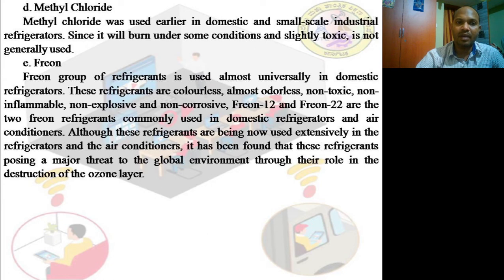Methyl chloride was used earlier in domestic and small-scale industrial refrigerators, but since it will burn under some conditions and is slightly toxic, it is not generally used.